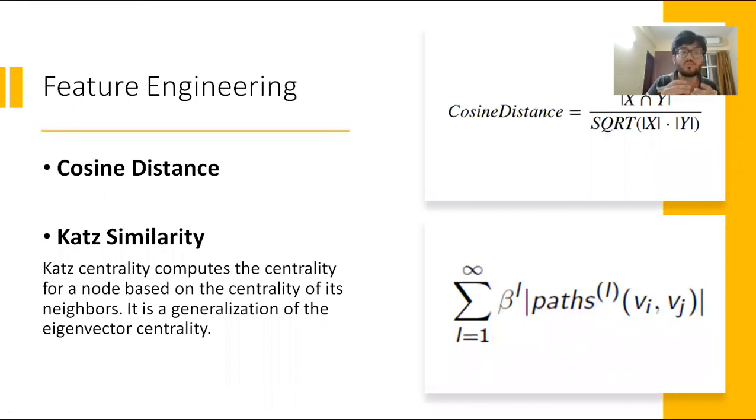So the next feature was cosine-based distance. Here we leveraged the concept of the number of successors of a particular node, and based on that we computed the cosine distance, the formula for which is mentioned here. Then another feature that we computed was Katz similarity, which is based on Katz centrality. What it does is compute the centrality for a node based on the centrality of its neighborhood. Beta, what we see here, is inversely proportional to the length between the two nodes. So this is a generalization of the eigenvector centrality that we all know.